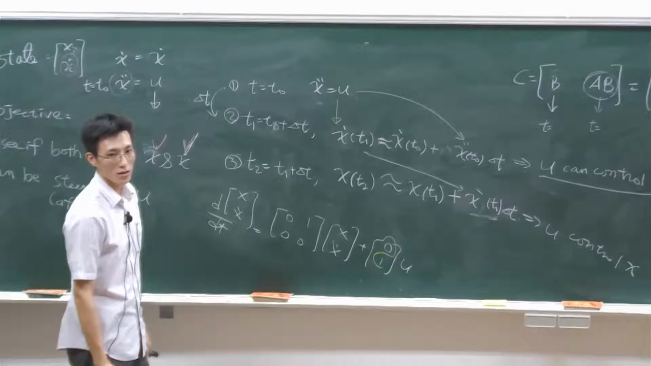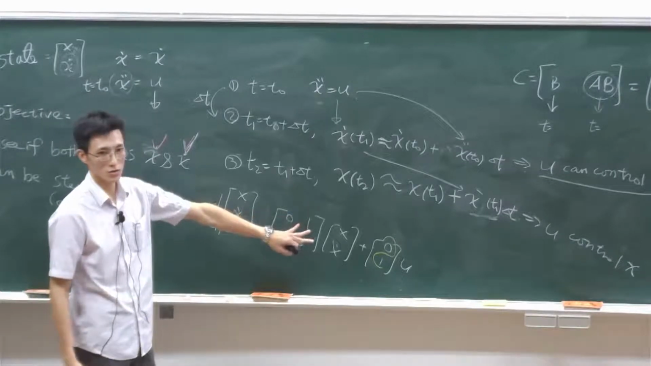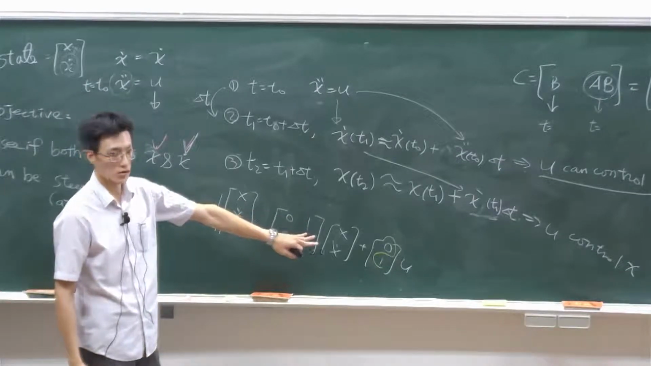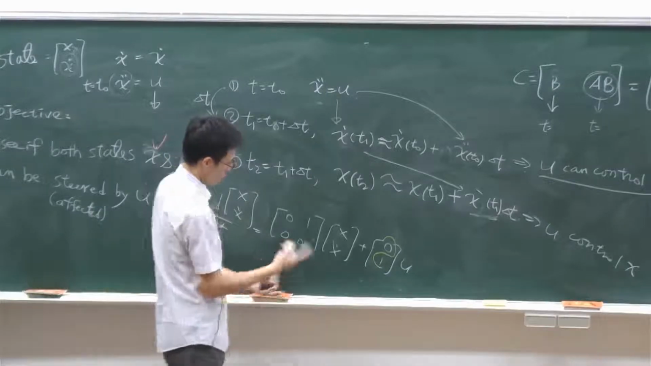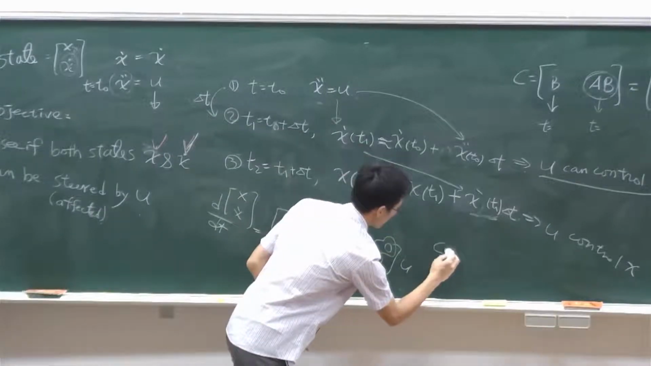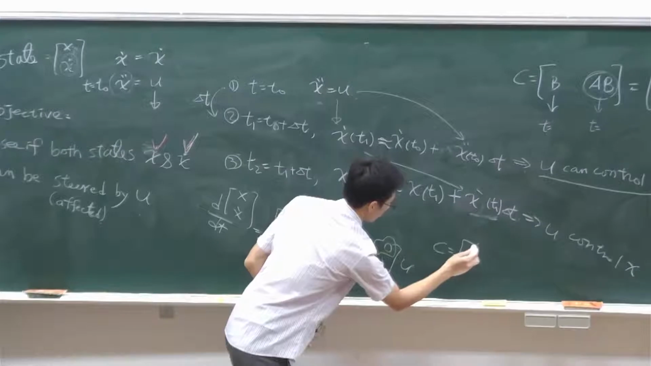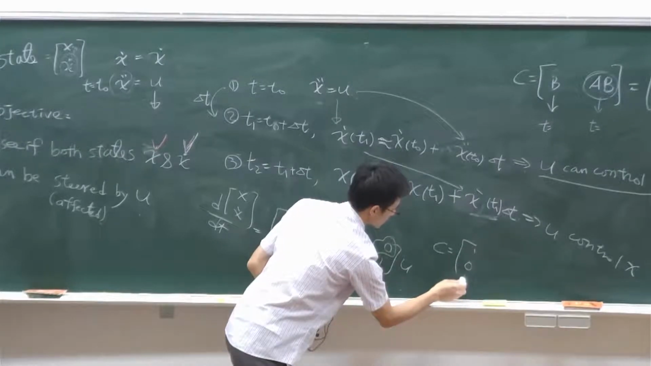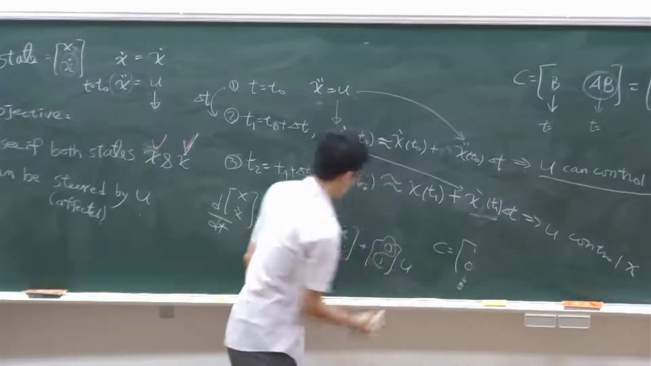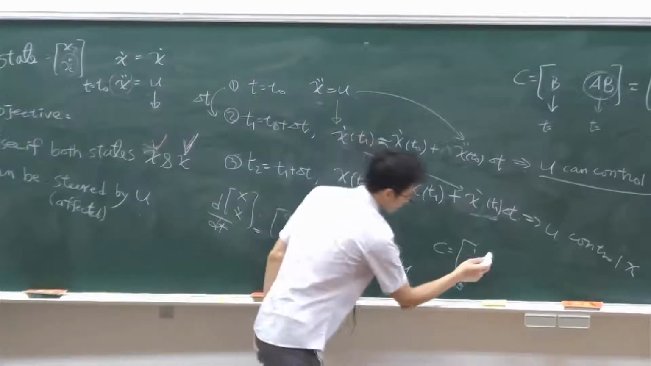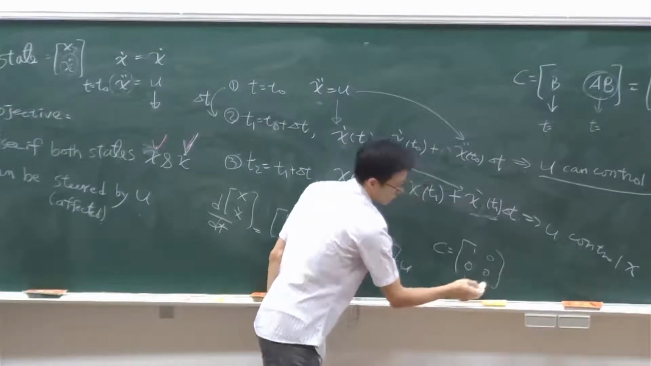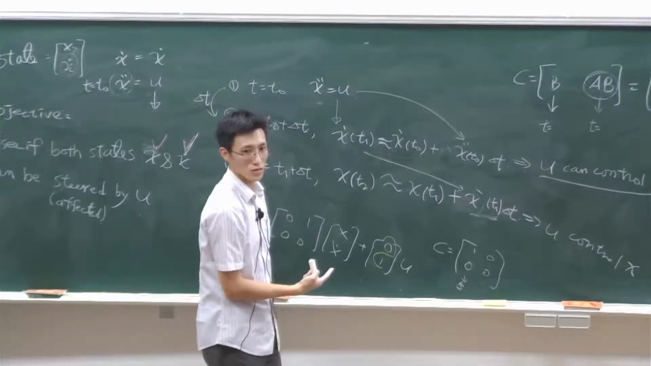如果两个调换它就不 controllable，你可以试一下，为什么呢？If I swap, what will it become? The controllability matrix will be 1 0, right? This is B. How about AB? AB will be 0 0. It's not full rank, so it's not controllable.